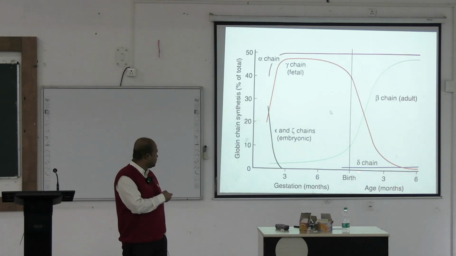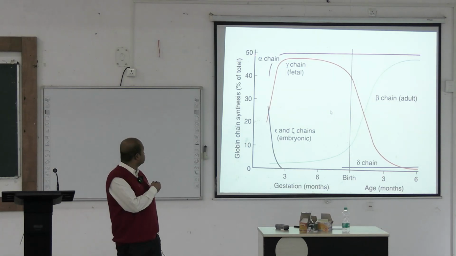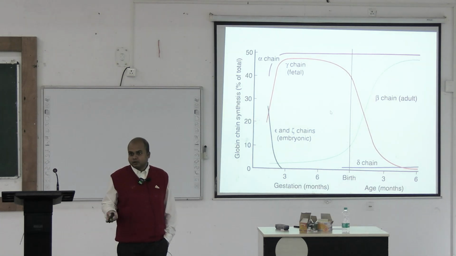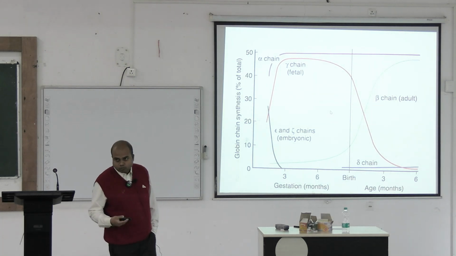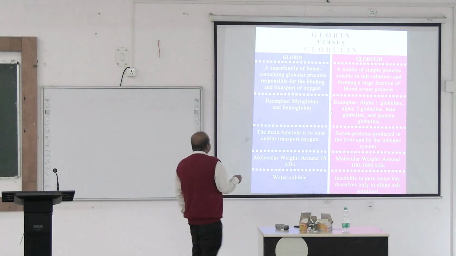The delta chain appears after birth, say up to 6 months, but the alpha chains and beta chains gradually take the upper hand. So hemoglobin A is alpha 2 beta 2. This shows the percentage of total chains. From 3 months onwards the alpha chain is 50%. So alpha is common from 3 months onwards. Okay, so those are the heme and globin chains.